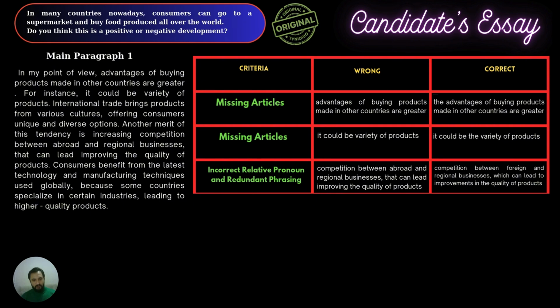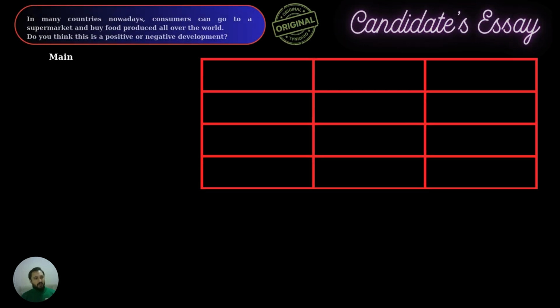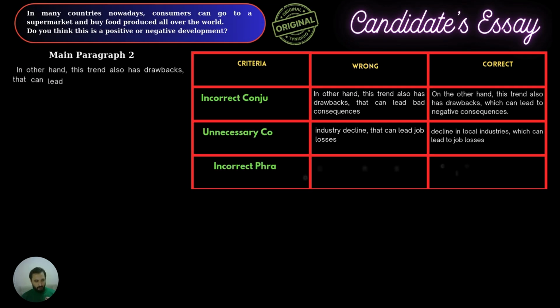Lead improving should be rephrased to lead to improvements, okay. So the corrected version is competition between foreign and regional businesses, not abroad, foreign and regional businesses, which can lead to improvements in the quality of products. Okay, so let's see main paragraph 2.